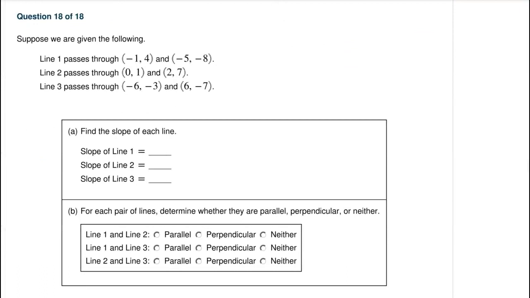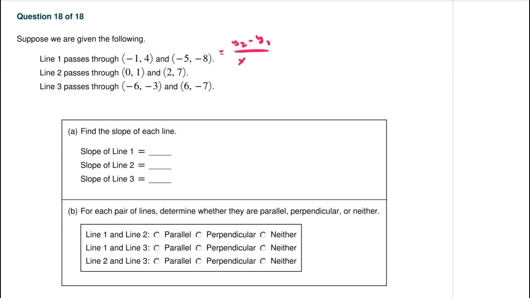Number 18, suppose we are given the following lines. Okay, line 1 passes through the points -1, 4 and -5, -8. Line 2 passes through 0, 1 and 2, 7. Then line 3 passes through -6, -3 and 6, -7. Ooh, find the slope of each. Alright, it's not an easy task, but we can do it.